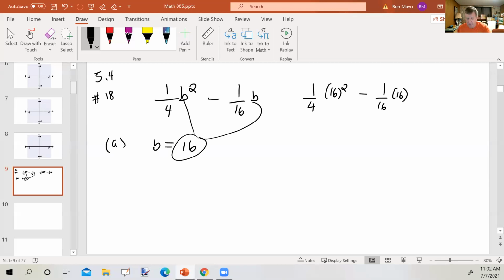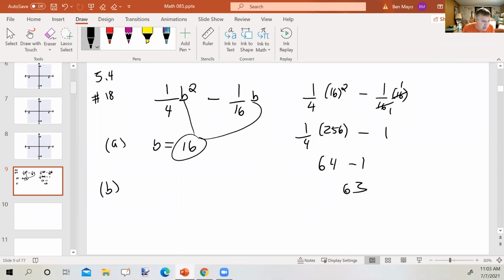Well, let's see here. 16 squared is 256. So this is 1/4 times 256 minus the 16 and the 16 reduced, so minus 1. 256 divided by 4 is 64, and 64 minus 1 is 63. So the answer to part A would be 63.